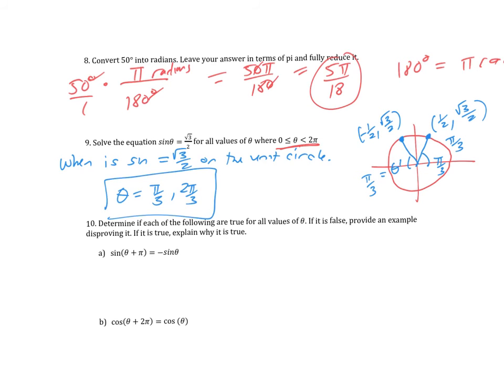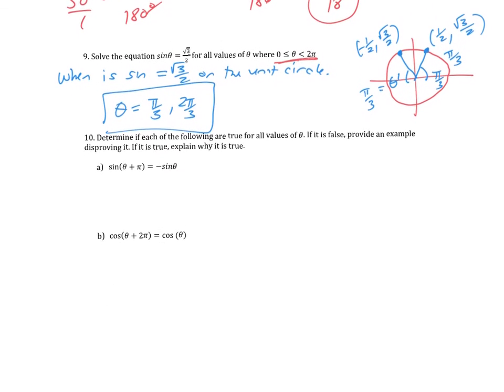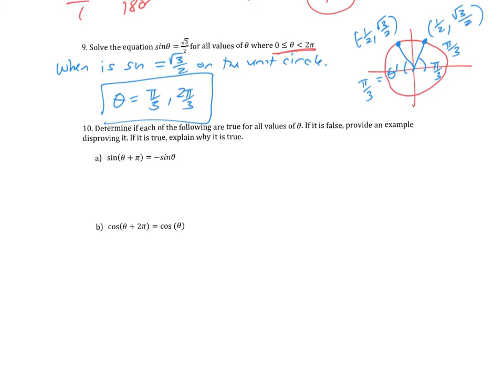Okay, the last thing that we covered in class and that we'll review now is a little bit about trigonometric identities. These are equations that are true for all values of theta, and we did this by thinking about the unit circle. So here's one. We want to determine if the following are true for all values of theta. If it's false, provide a counterexample. If it's true, explain why it's true.